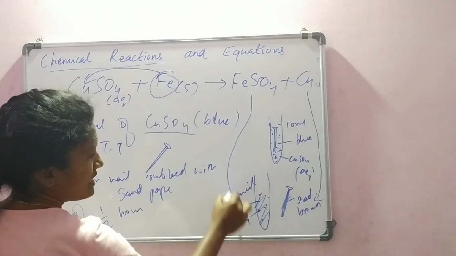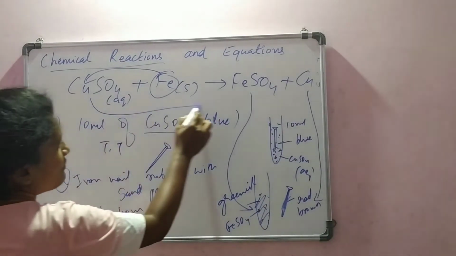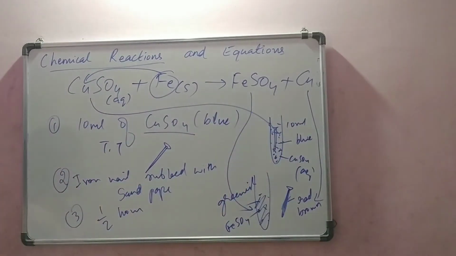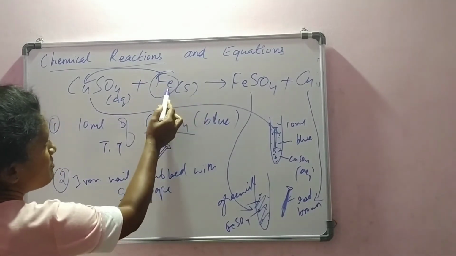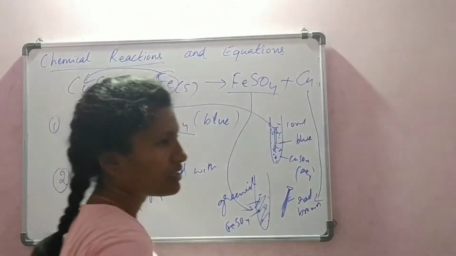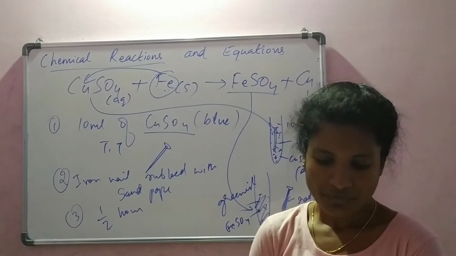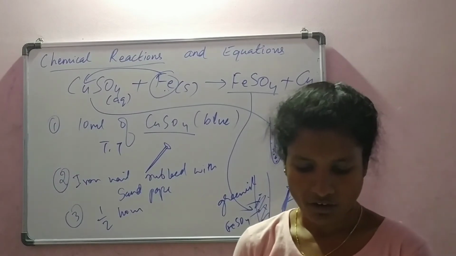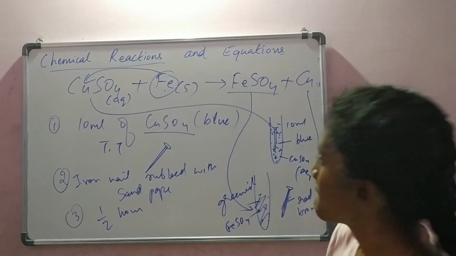Ferrous sulfate is the greenish color which you are observing. Copper sulfate is the original blue color. Okay? So this is the reaction. So it is a replacement reaction or displacement. Iron is more reactive than copper, hence it replaced copper in the compound. Fine? Clear? So that is all about displacement reaction. Now we will move on to double displacement reaction.